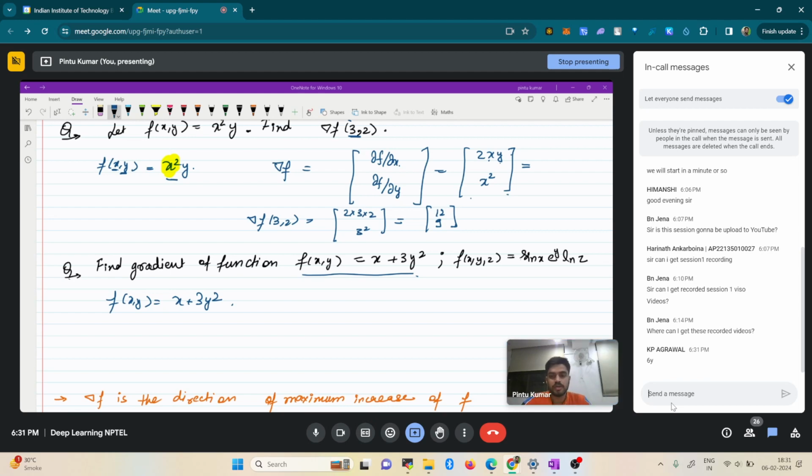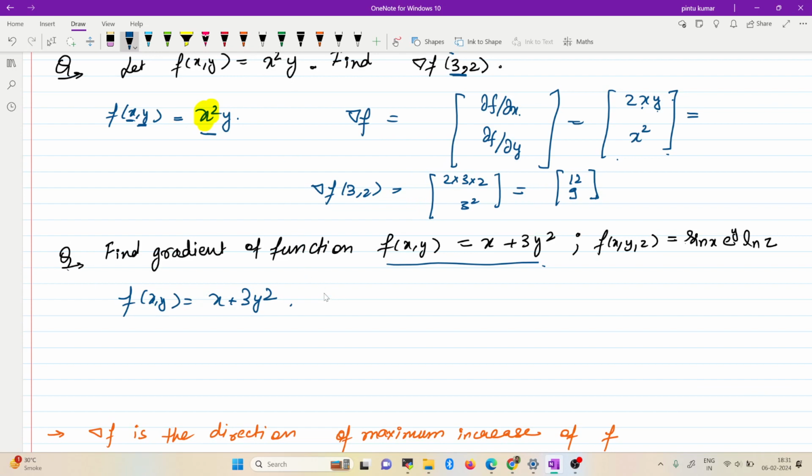Dou f by dou x is 1, and dou f by dou y is 6y. Yes, correct. We will first take del f by del x, and then we will take del f by del y. Somebody typed also. So this would be 1, and the other part would be 6y. This was pretty easy. Similarly, you guys can try at home for this function.